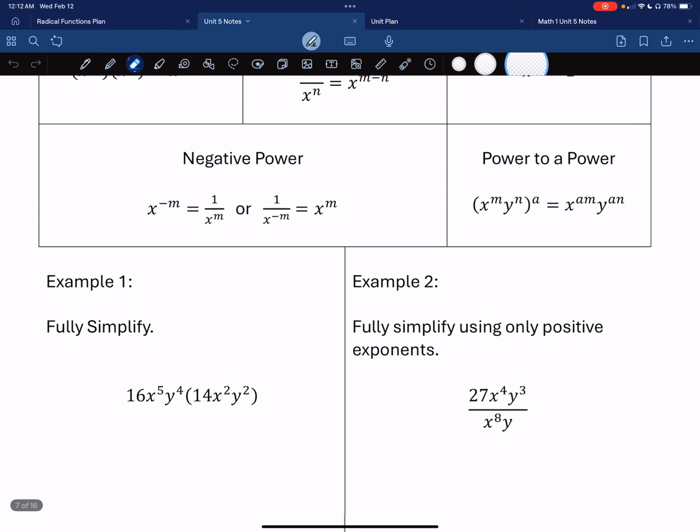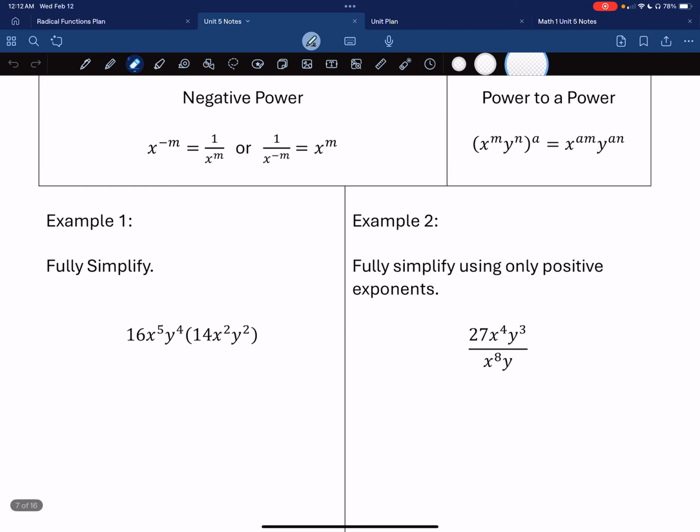Okay, so example 1. Let's just jump right into it. I like to rearrange it to make it a little easier the first couple times. So we have 16 times 14. Then we're going to have x to the 5th power times x squared. Then we have y to the 4th power times y squared, right? I'm not going to expand it, but you get the idea.